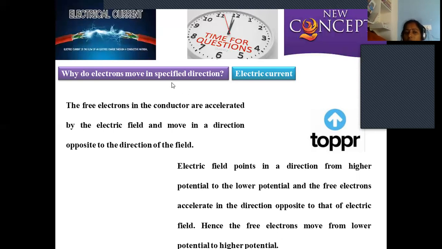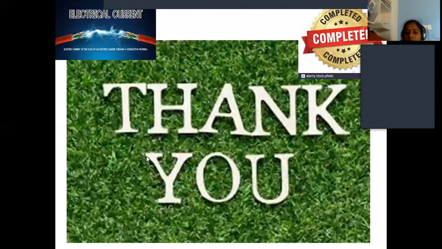That's the reason why there is always a specified direction, which is opposite with respect to the external electric field. In order to maintain the equilibrium, electron density should be equalized. For that purpose, they always move in the opposite direction of the external electric field.